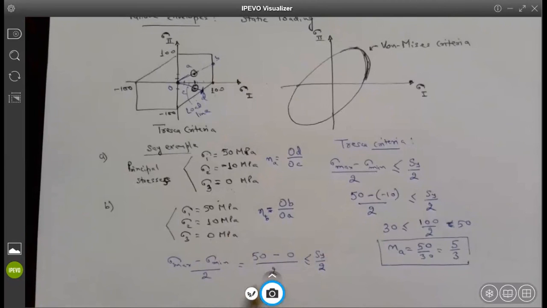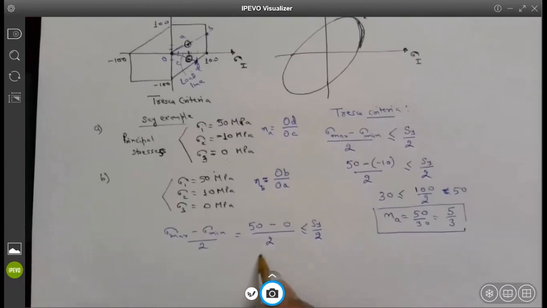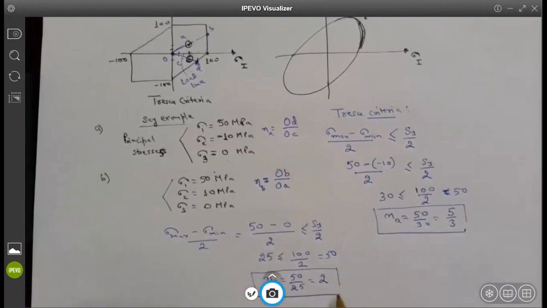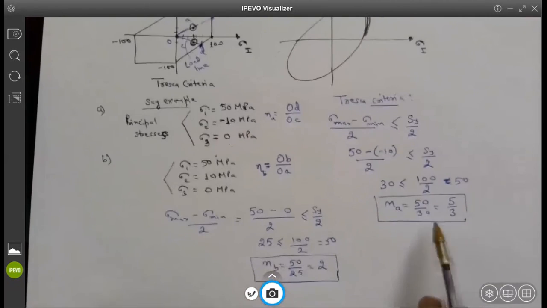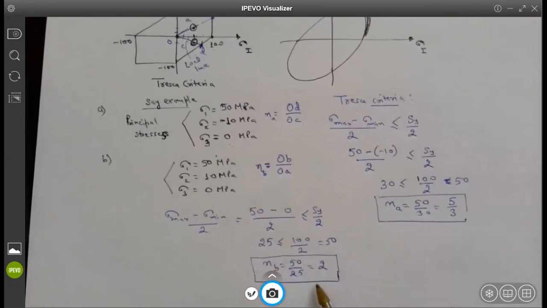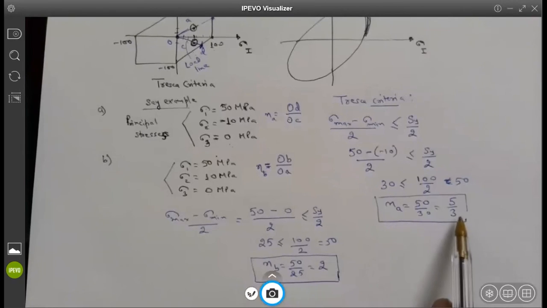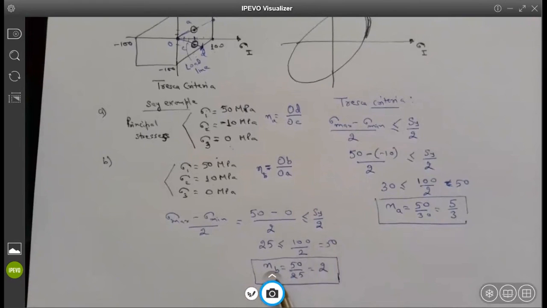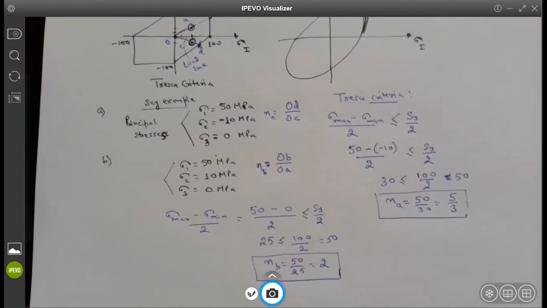Yes. So now if we play with the numbers here the same way as we did, we actually got 25. Yield stress will be 100 by 2, which is 50. Then factor of safety will be 50 divided by 25. It will be 2. And you will see here that the factor of safety here is 50 minus 0 divided by 2, which is 2, and here it is 1 point something. So factor of safety is basically higher in this scenario, but not here. Okay. And it's the same for the von Mises?